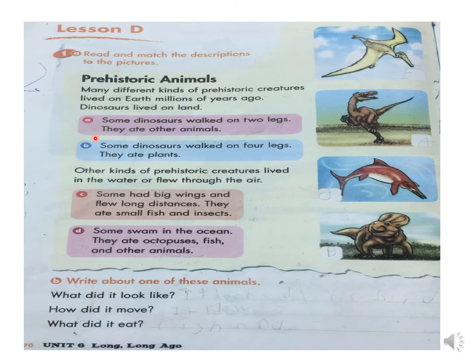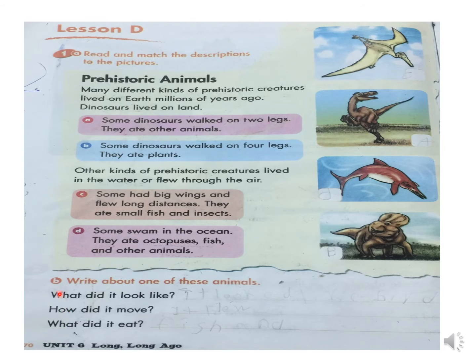Let's find out the verbs here in the description. We have walked, ate, and here also walked, ate, had, flew, and ate, swam. Yes, all these verbs are in past tense. In past tense. We will explain it in this lesson.